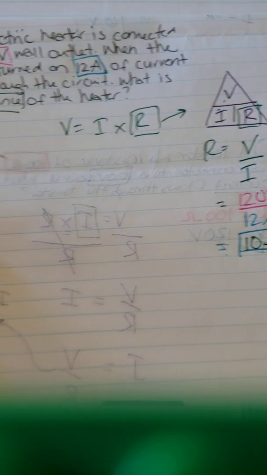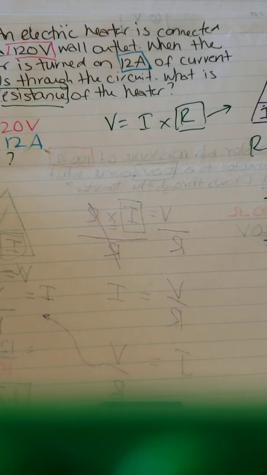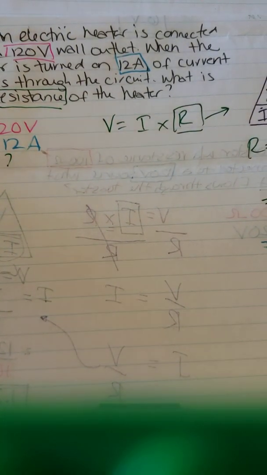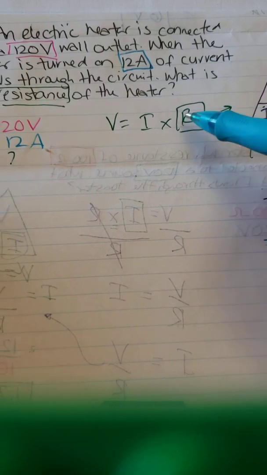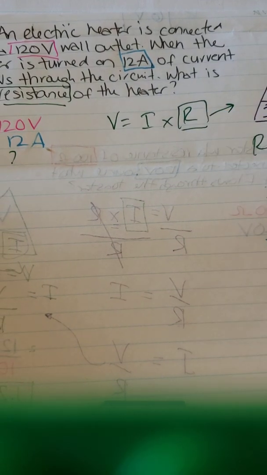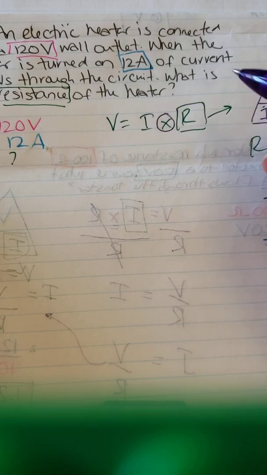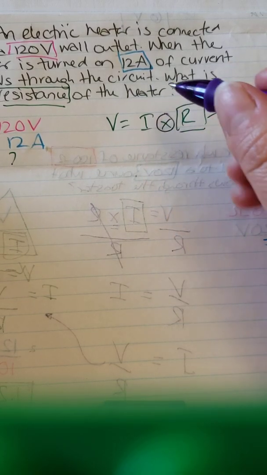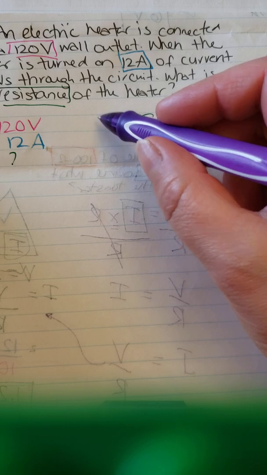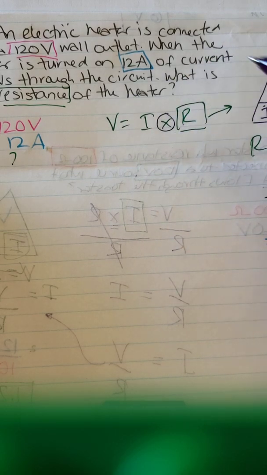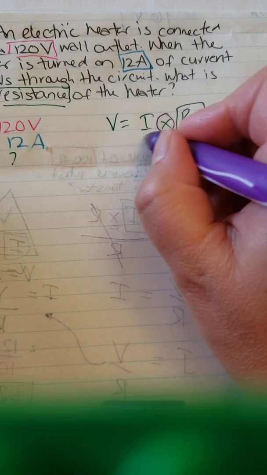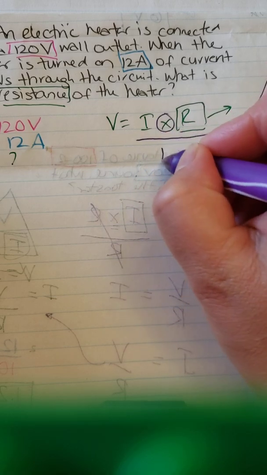Now, the next way we're going to do this is we're going to show how we do it with our rearranging or our algebra. So I know that I'm looking for my resistance over here. What I first notice is that this right here is my multiplication. So do the opposite operations. I want to move the I away from the R. So I want R by itself. So the opposite of multiplication is division. So I'm going to divide it by I.